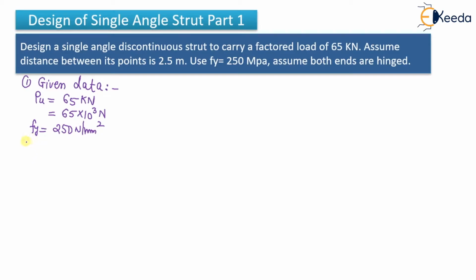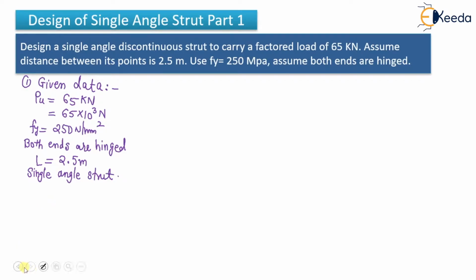Then they have given that both ends are hinged. They have mentioned that. Okay. Then the next step, length they have given, it is how much? 12.5 meter, and they have mentioned that the type of structure, or type of member, is single angle discontinuous strut. So I'll just write down single angle strut. So these are the steps that they have given.